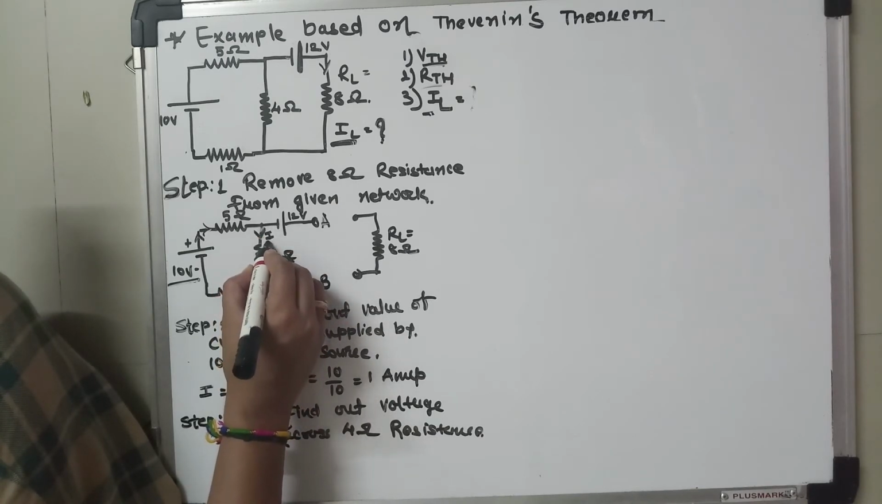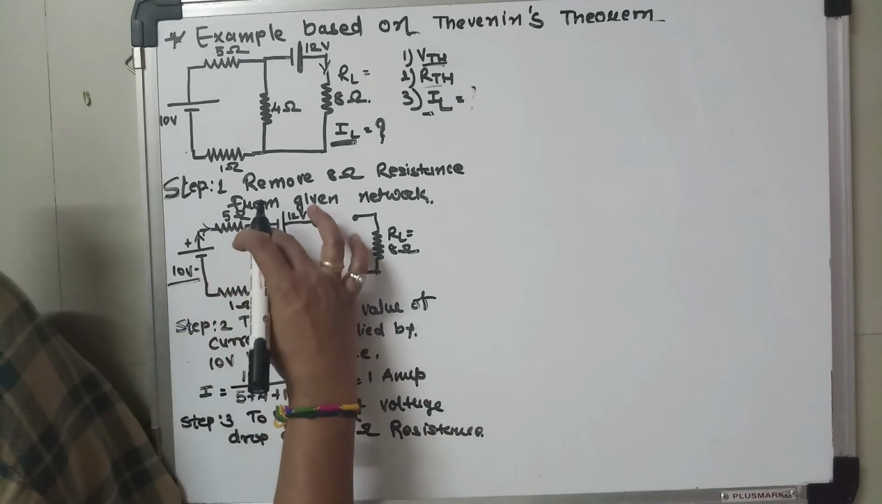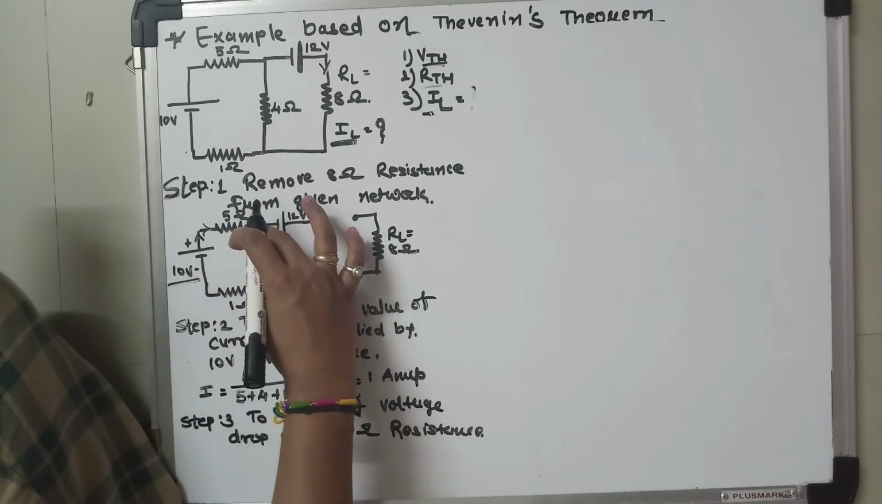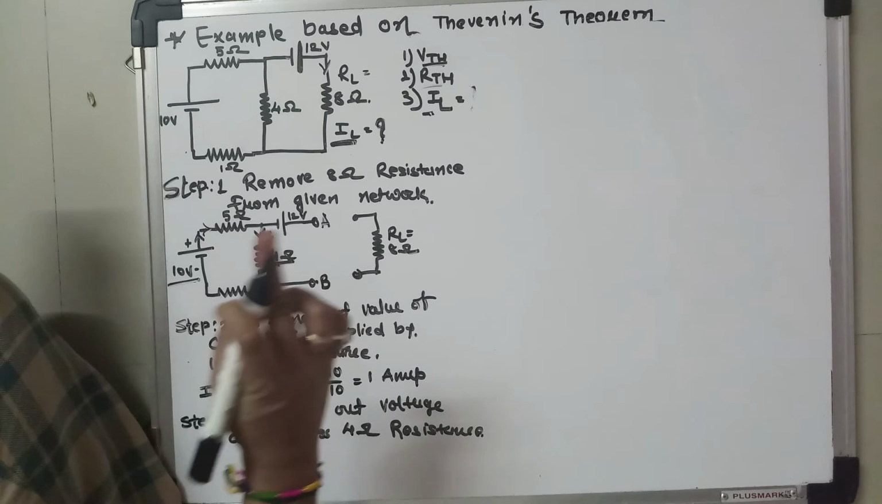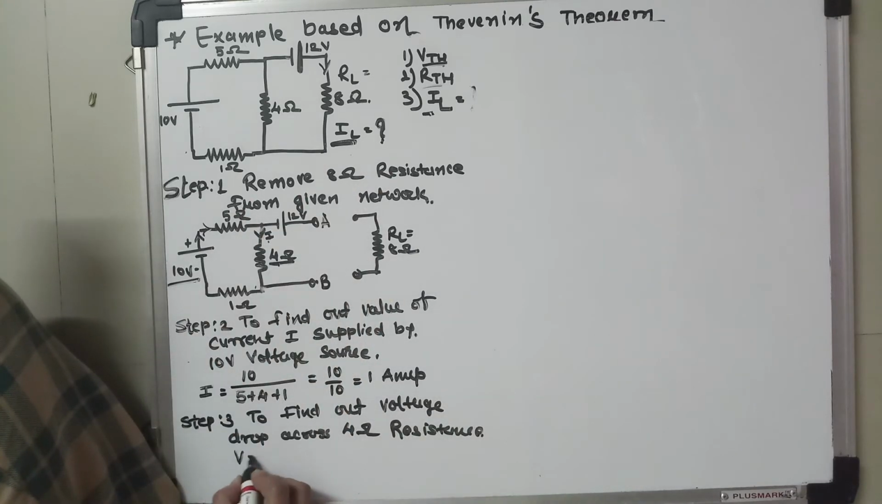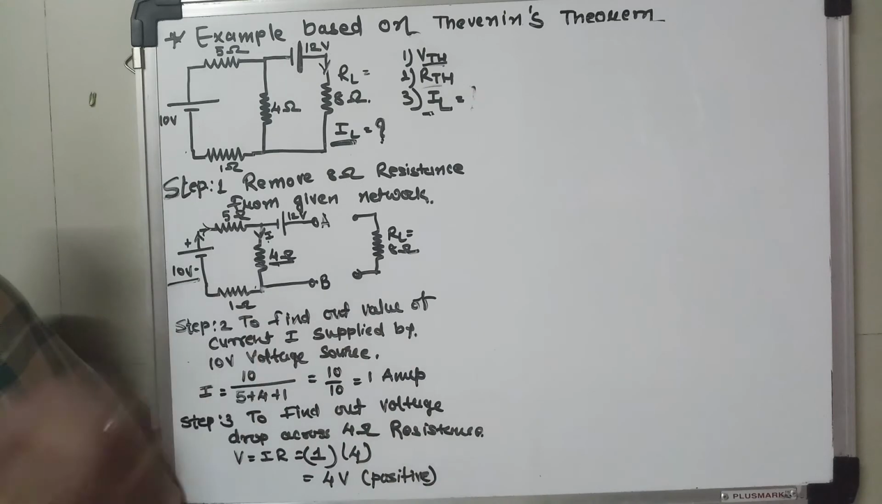The value of I is 1 ampere. So the voltage drop across the resistance is given by V is equal to IR. So here V is equal to I into R, where I is 1 ampere and R is 4 ohm. So 4 into 1 is 4 volt positive. That is the voltage drop across the 4 ohm resistance.